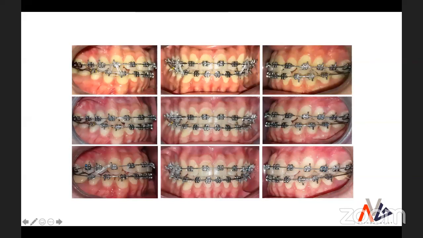Okay, next question is from Dr. Anuradha: only one side we have disoccluded, will there not be a problem on both sides? Both sides.